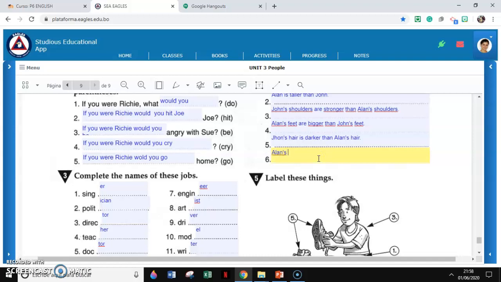Alan's hair is longer than John's hair. And that's it for comparative.